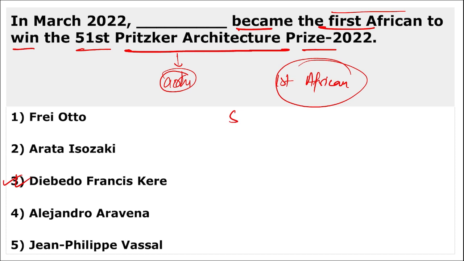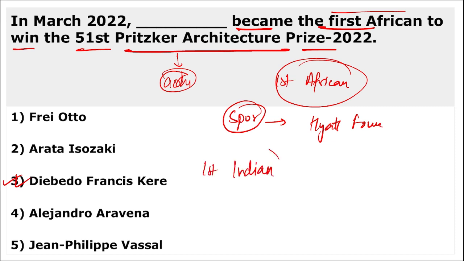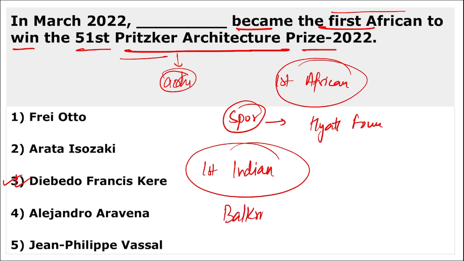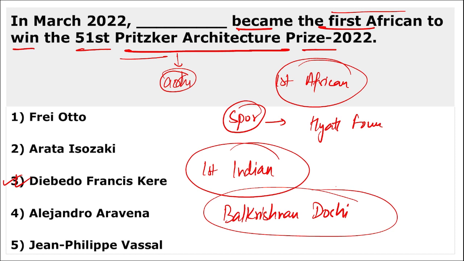Then remember, the organization that sponsors this Pritzker Architecture Prize is the Hyatt Foundation. If we are talking about the first Indian to receive the Pritzker Architecture Prize, he was Balkrishna Doshi. Balkrishna Doshi was the first Indian winner of the Pritzker Prize, and he won it in the year 2018.